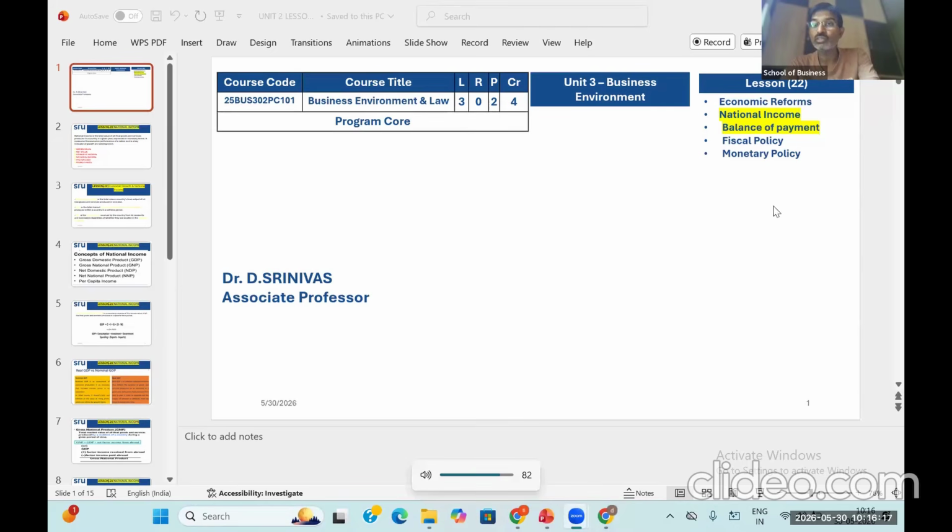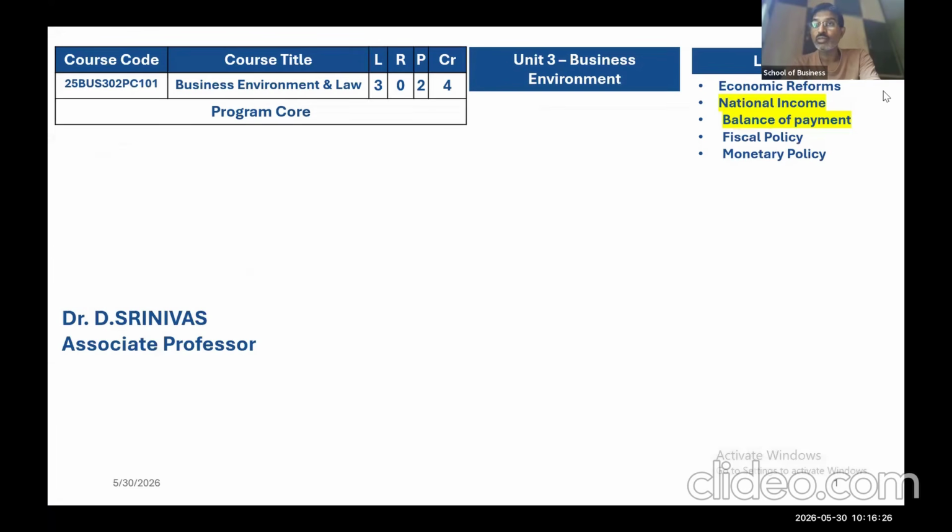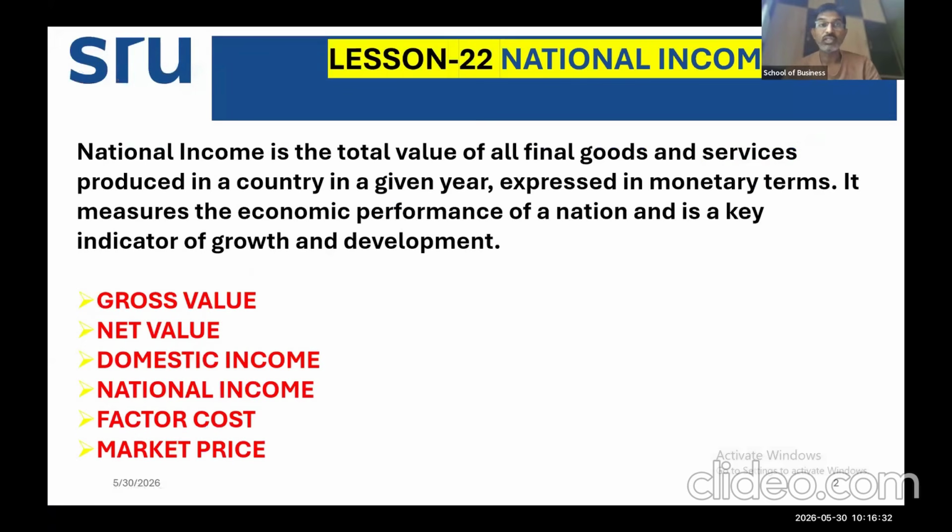Today, we are going to discuss one more important topic, that is national income from a business environment point of view. Now, we are going to jump straight into the topic. What is national income? National income is the total value of all finished goods and services produced in a country in a given year, expressed in monetary terms. It measures the economic performance of a nation and is a key indicator of growth and development.